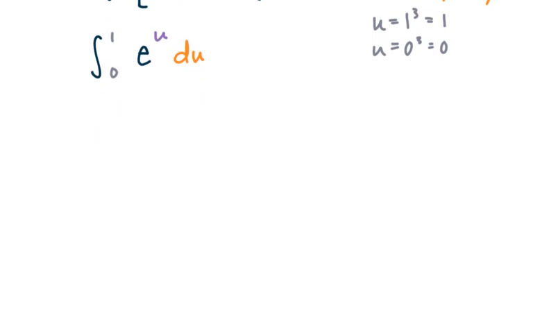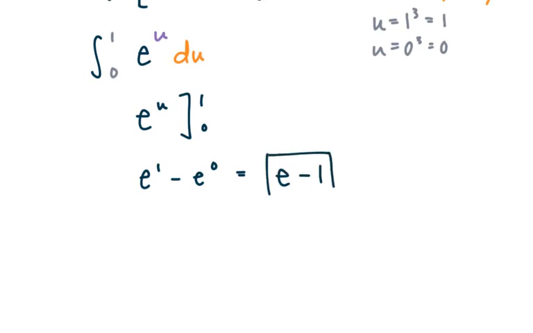So now this is very easy to integrate because the integral of e to the u is e to the u. We just need to evaluate it from 0 to 1, which is e to the 1 minus e to the 0. e to the first is just e, and e to the 0 is 1. We end up with e minus 1 representing the volume, and that's our exact value.